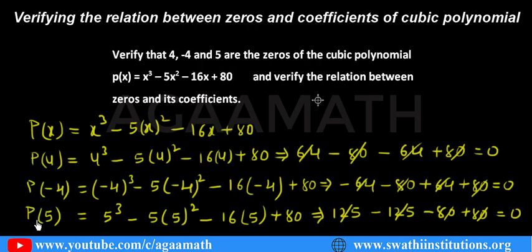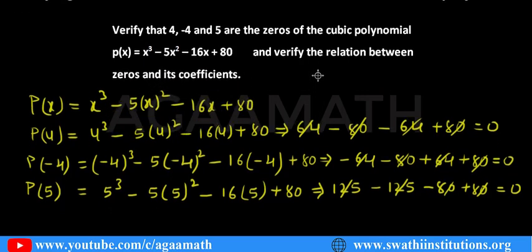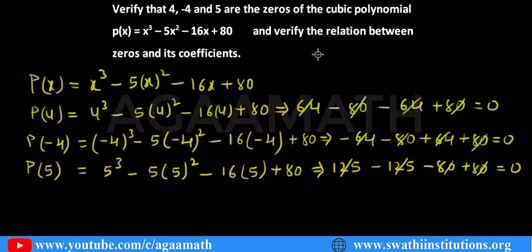If you see all these, when I substitute 4, minus 4 and 5, we got zeros. It means we have verified that these are the zeros of this given cubic polynomial. So one part of this question was done. Now we have to verify the relation between zeros and its coefficients. Let us see how we make the relation with the coefficients of the given cubic polynomial.